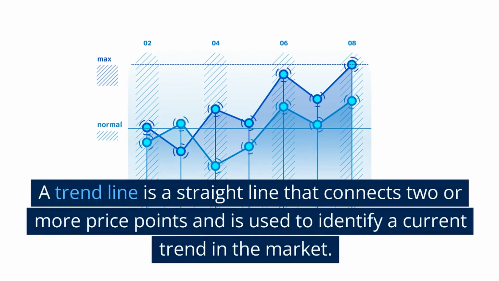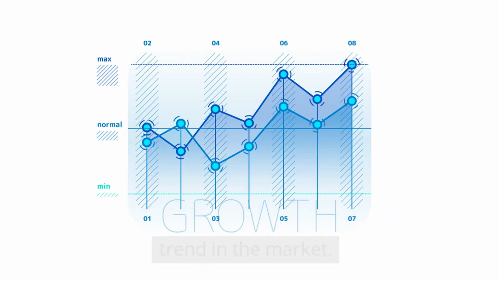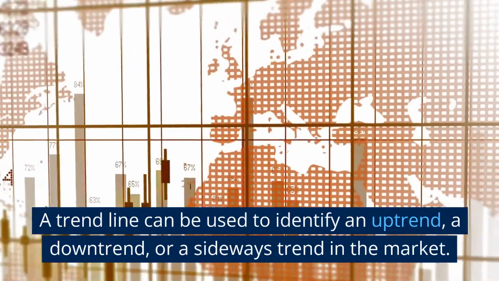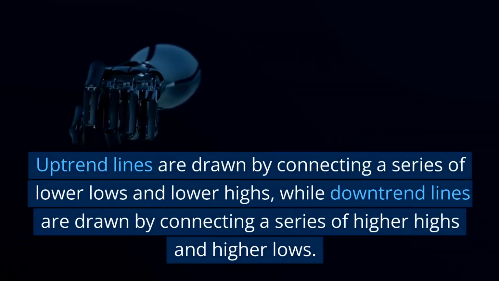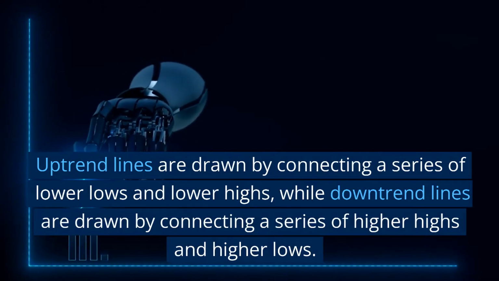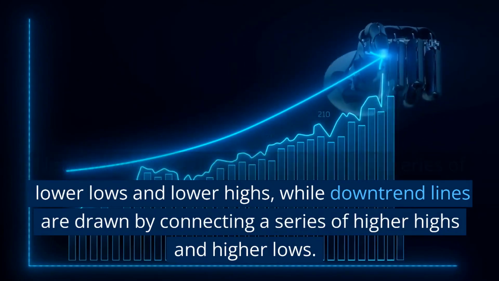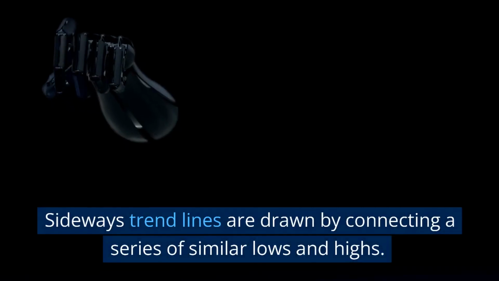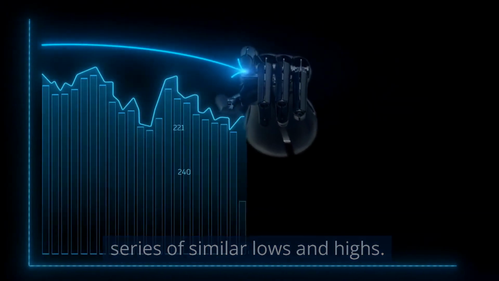A trend line is a straight line that connects two or more price points and is used to identify a current trend in the market. A trend line can be used to identify an uptrend, a downtrend, or a sideways trend in the market. Uptrend lines are drawn by connecting a series of lower lows and lower highs, while downtrend lines are drawn by connecting a series of higher highs and higher lows. Sideways trend lines are drawn by connecting a series of similar lows and highs.